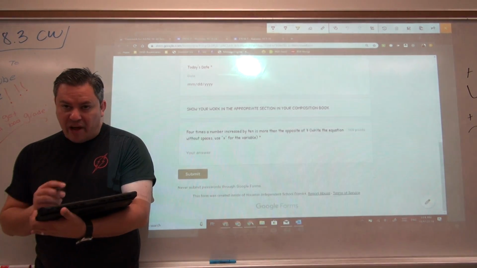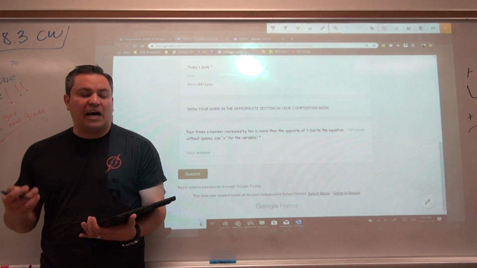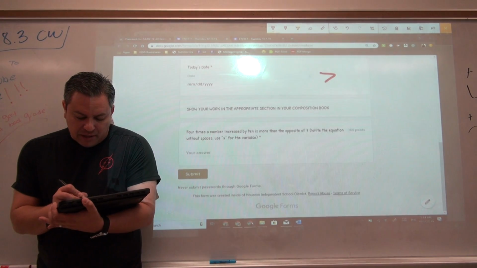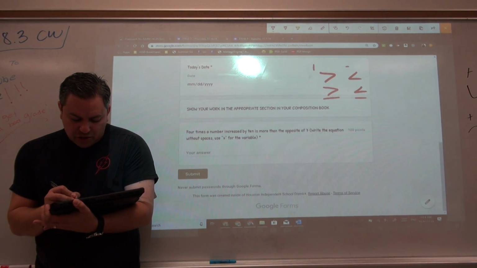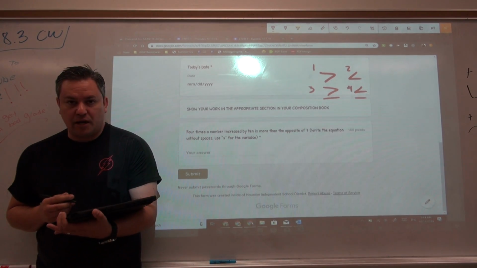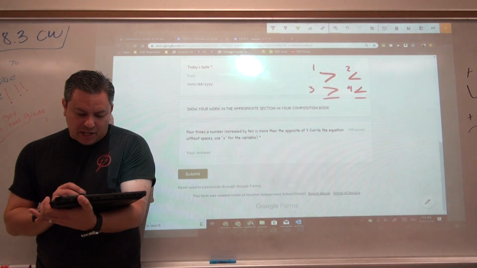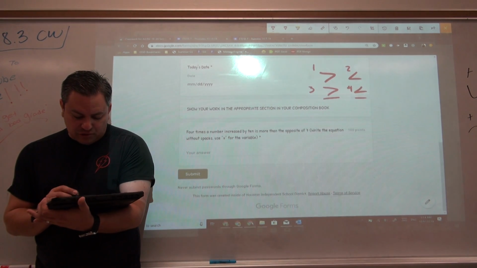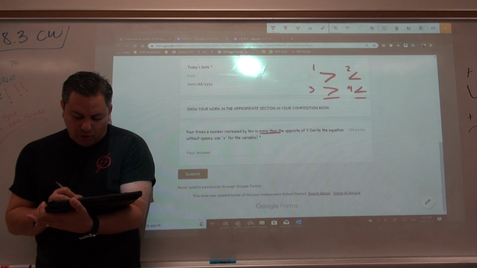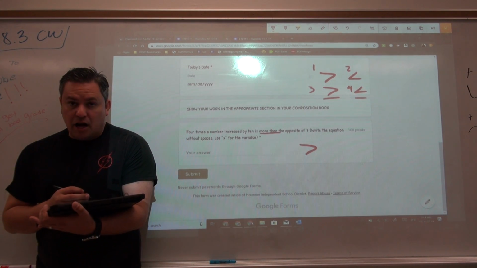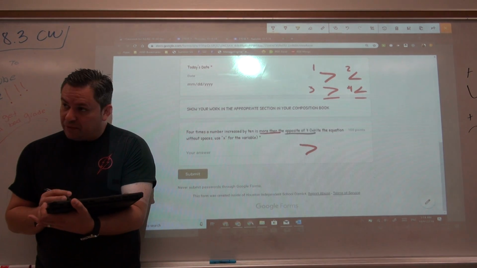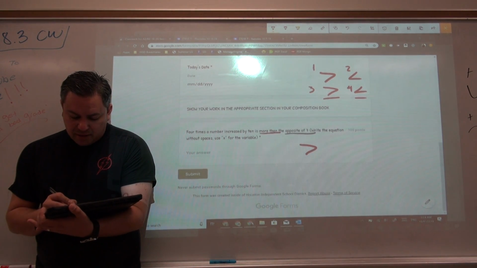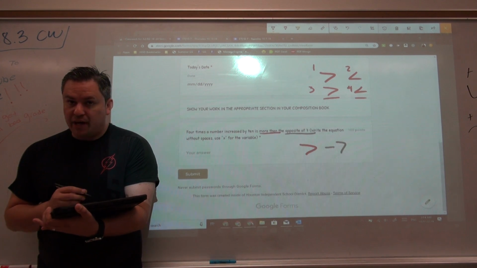So, again, we're going to recognize what sign we are going to use. Are we using greater than, less than, greater than or equal, or less than or equal? So this is 1, 2, 3, and 4. Okay? So what is the keyword that's going to tell us which one we're going to use? More than. So we're going to use what symbol? Number 1. More than. The opposite of what? 7. So, the opposite of 7, how do you write that? Negative 7, very good.